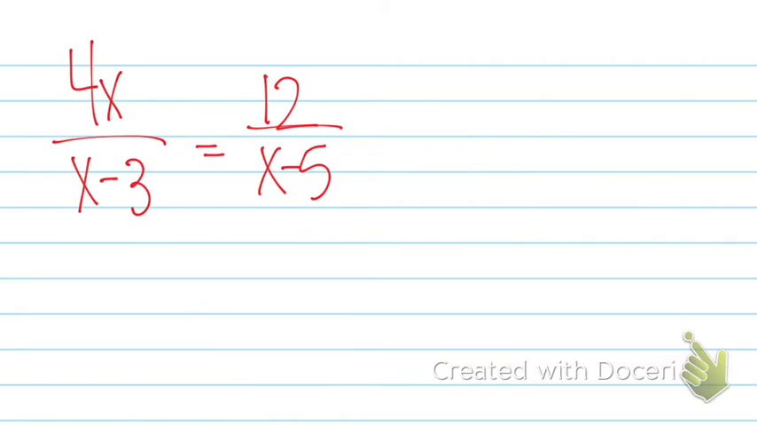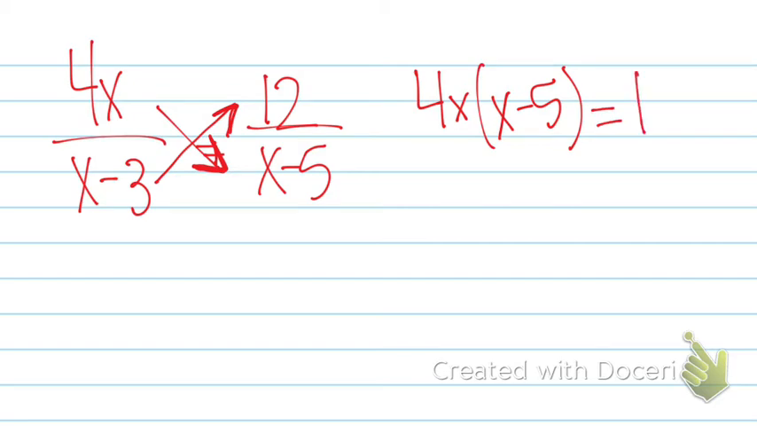All right, so when we cross multiply, we draw an arrow diagonally. And we say 4x times x minus 5 equals 12 times x minus 3. Oh, we don't put them over each other. No, you keep your equal sign. Once you get here, all you do is simplify.